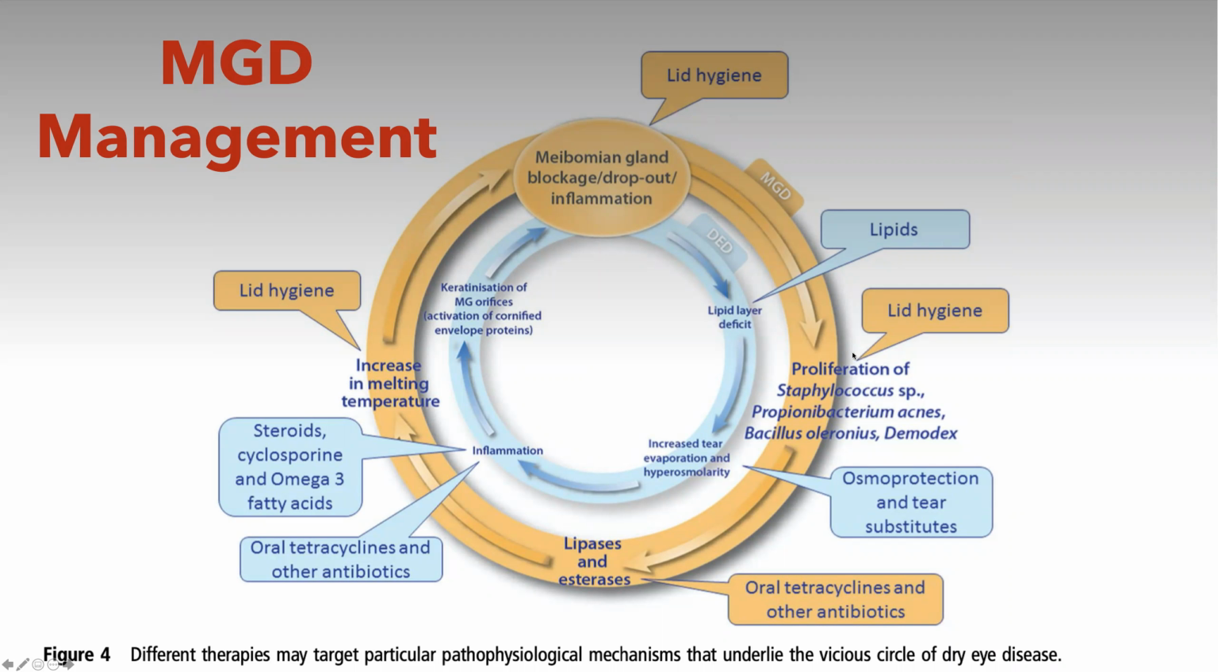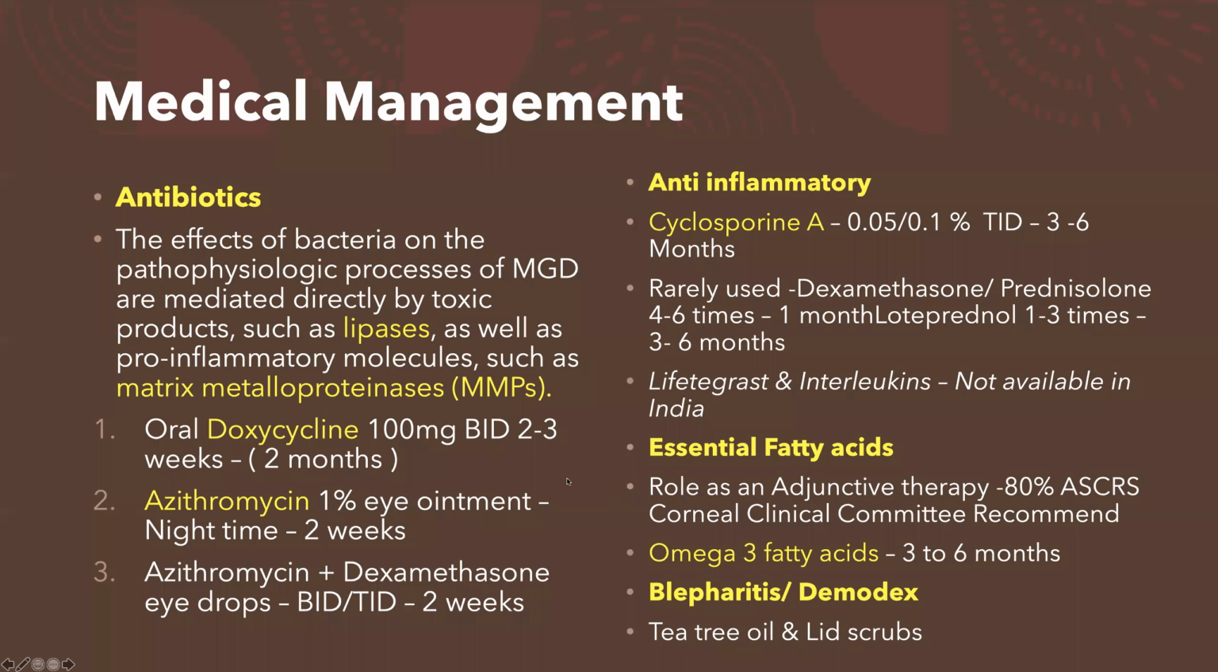Then when there is bacterial infection, you go for lid hygiene. When there is increased evaporation, you use osmoprotection. For lipases and esterases, you use oral tetracyclines. For inflammation, you use steroids. And again, for increasing the melting temperature, you do lid hygiene and warm compresses. So these are all, as I have told you, interconnected to each other. So let us see the medical management that we commonly follow at our institutes.